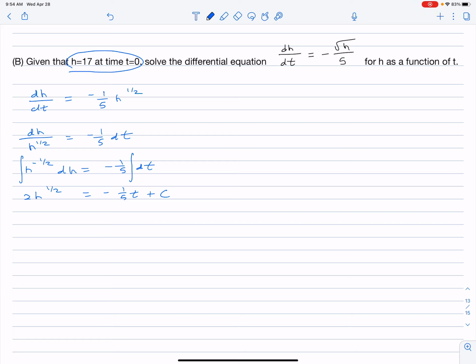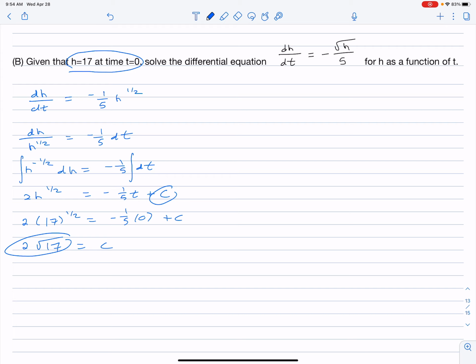I think at this point, I am just going to substitute in my value. So let's go and do that. Let's plug in our point 0, 17. So this is 17 to the 1/2 equals negative 1/5 times 0 plus c. I'm actually going to rewrite this as a square root for no good reason. So c equals 2 times the square root of 17. So from here, let's take this value and sub it in for c.